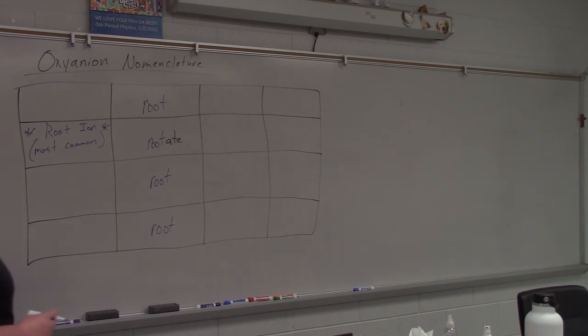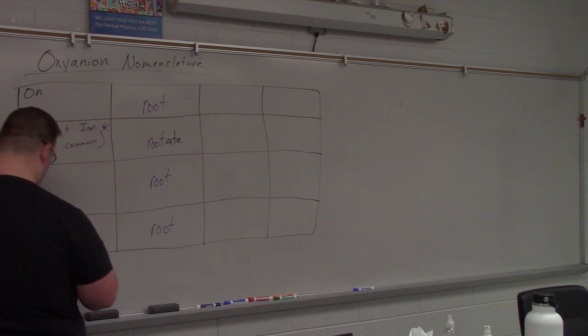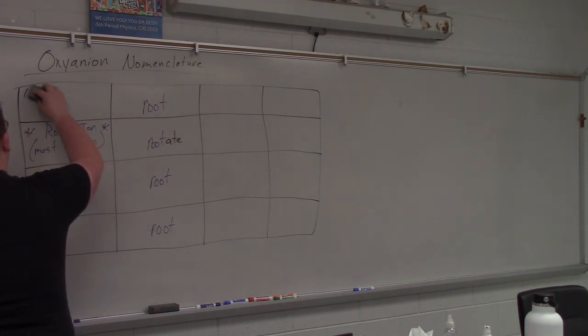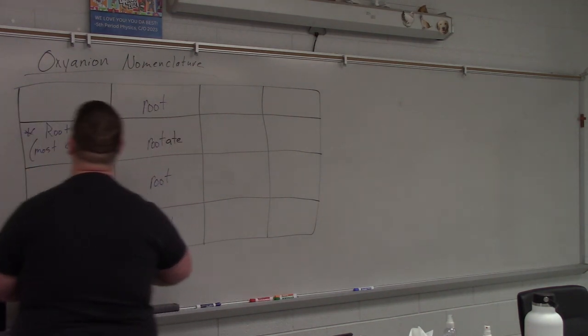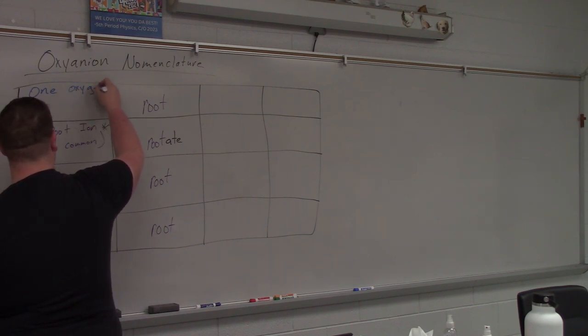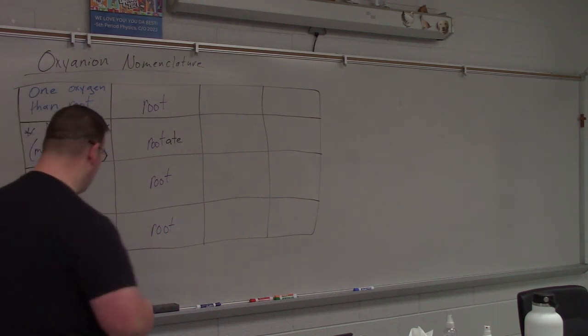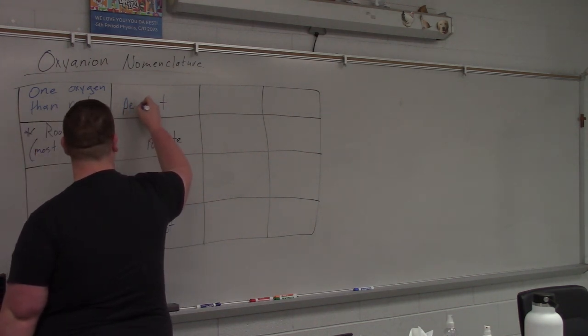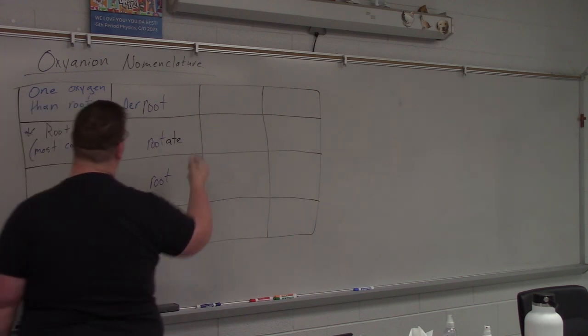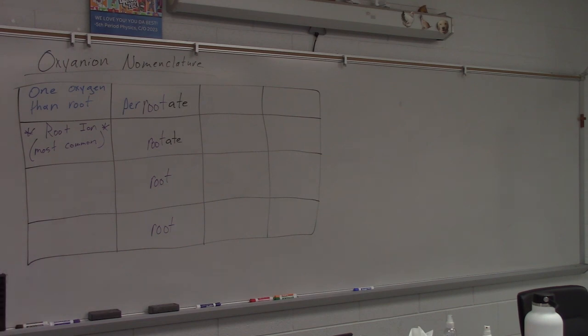When you look at it, this is the root ion. Everything's based off the root ion. So let's say we have one more oxygen than the root. So that's what this one is. Well, I shouldn't write that in that color. Blue. You want to do blue? Yeah. So one more oxygen than root. If there is one more oxygen than the root, then we add a prefix of per, and we keep the ending of ate. Perate. Sounds cool.